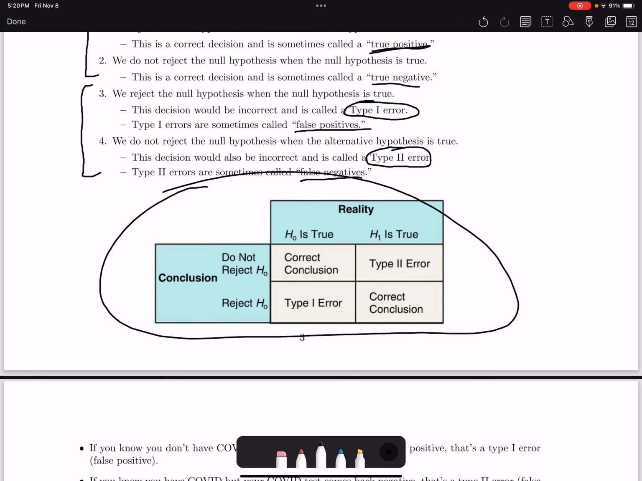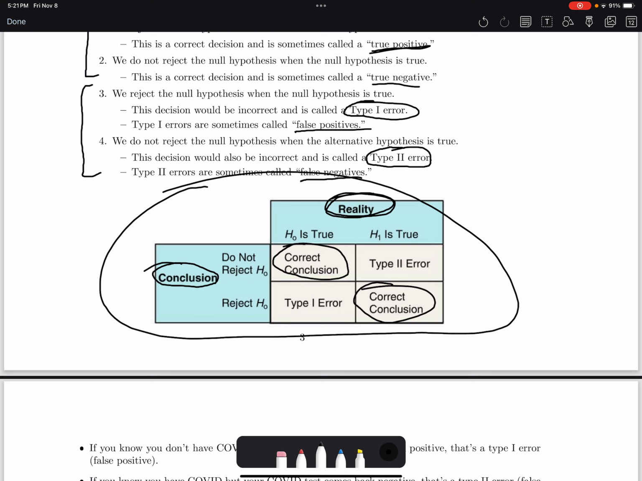We have some kind of reality that we're trying to figure out, but we don't really know, okay? And what we're doing is we're running a hypothesis test to try to figure out what the most likely reality is, okay? And then we have the conclusion of our hypothesis test. If the conclusion of our hypothesis test matches reality, then we've made a correct decision, right? And that could happen if, for example, the null hypothesis is true and we don't reject it. It could also happen if the alternative hypothesis is true and we reject the null. Those would both be correct decisions.